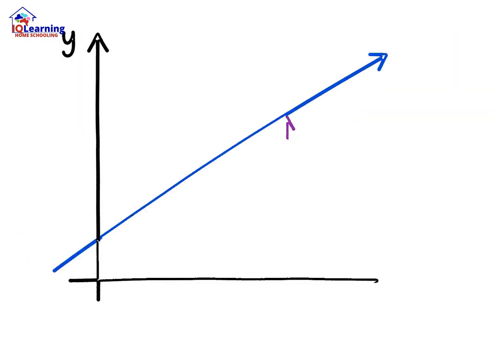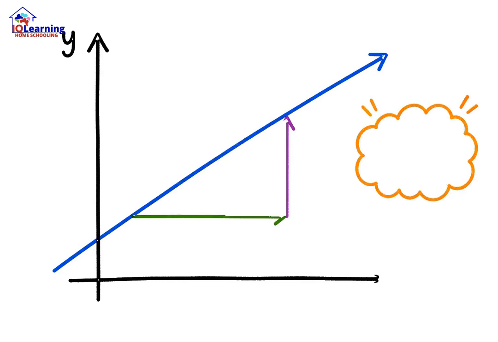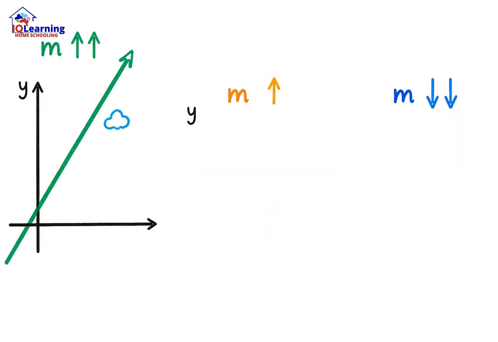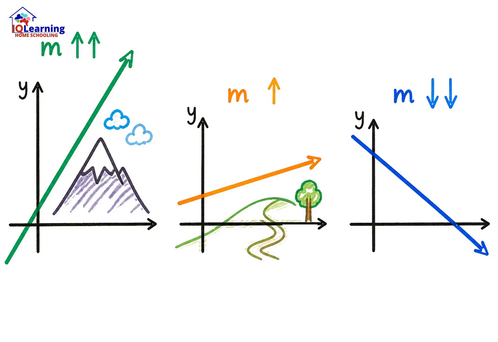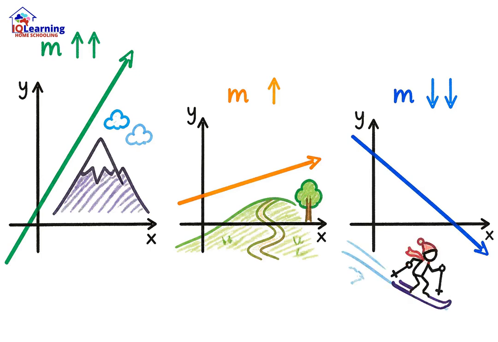Let's start with m, the gradient. This number tells you how steep the line is. A big m means you're climbing a steep mountain. A small m is a gentle hill. If m is positive, the line goes up from left to right. If it's negative, it slopes down, like you're skiing.